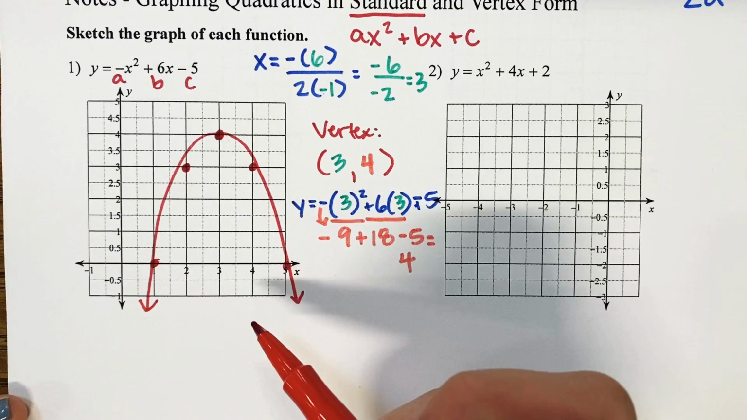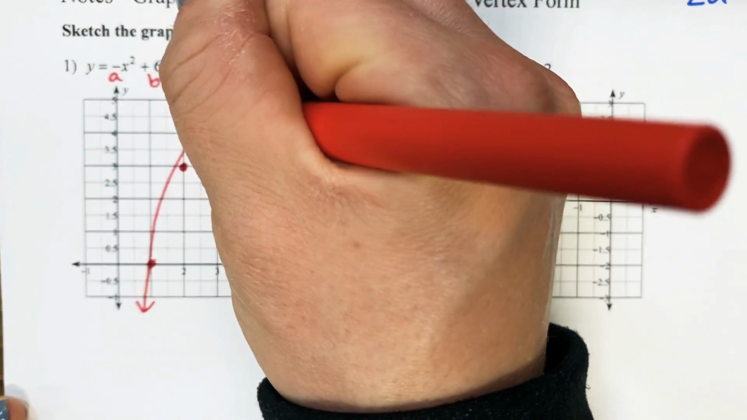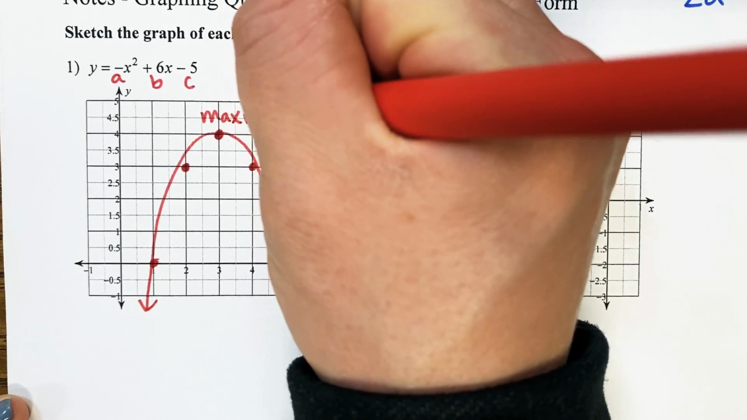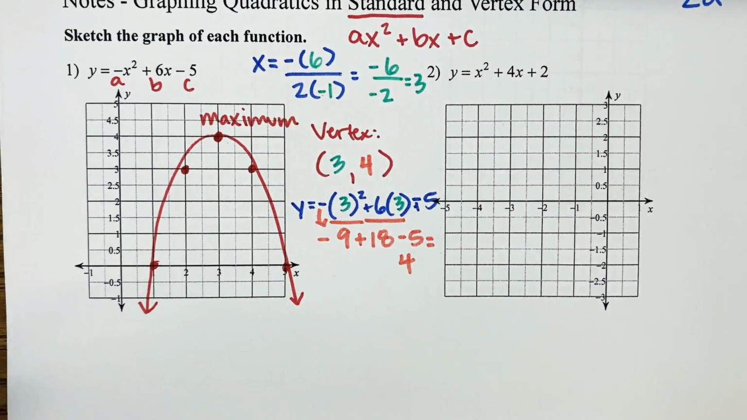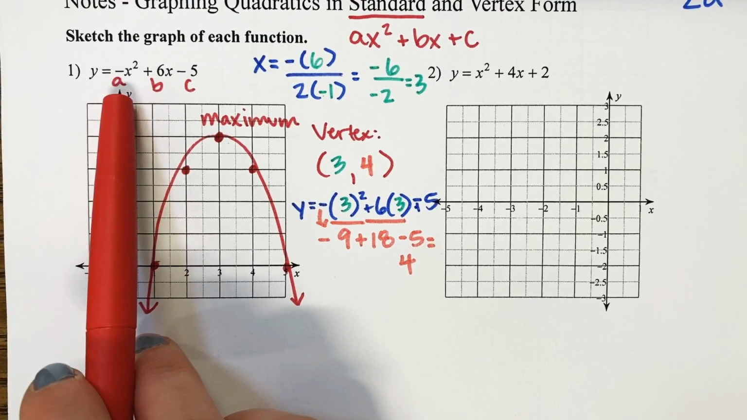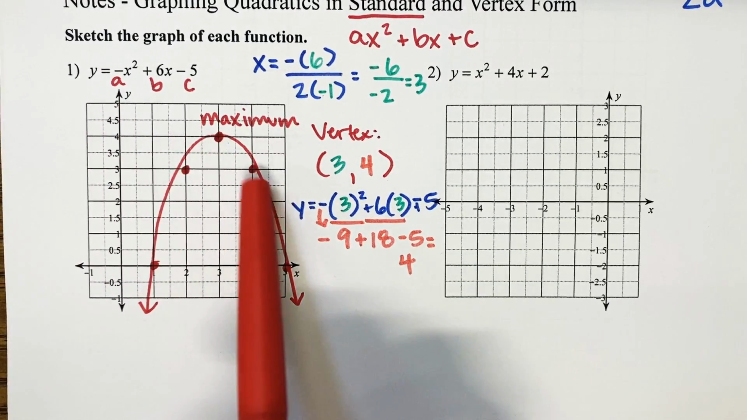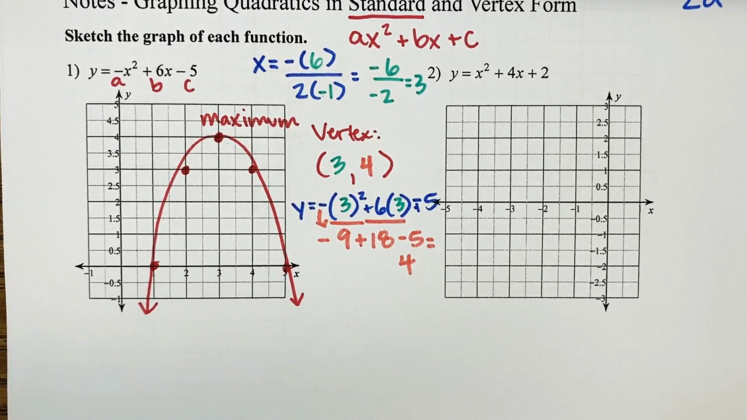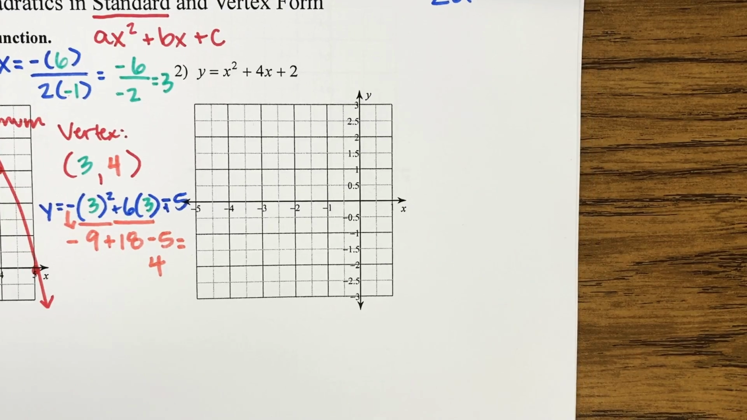Since our parabola is going down, that means that this vertex is a maximum, because it's at the very top. Whenever you see a negative or a negative 1 for your a, it's going down. The arrows are pointing down. Beautiful. Okay, let's do number 2.